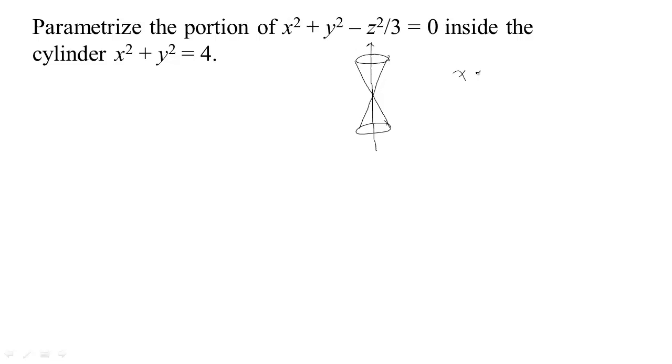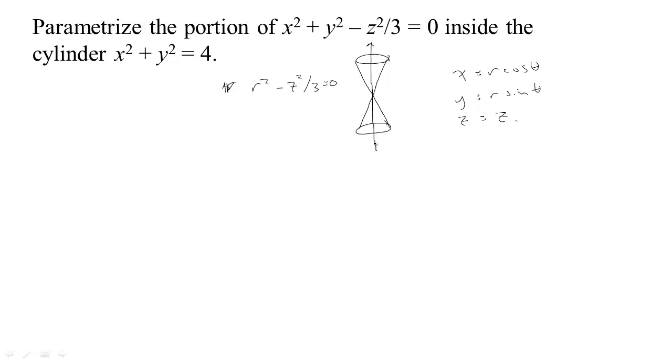Remember, in cylindrical, x is r cosine theta, and y is r sine theta, and z is z. But looking at our equation, in cylindrical, x squared plus y squared is r squared cosine squared plus r squared sine squared. That's r squared. So really the equation of this in cylindrical is r squared minus z squared over 3 equals 0.